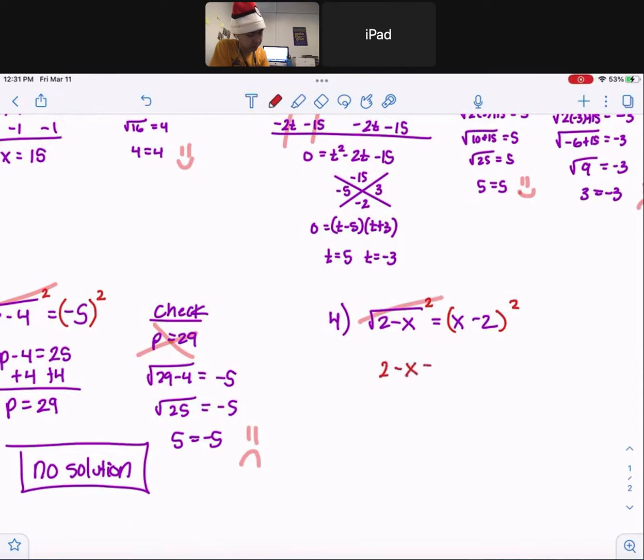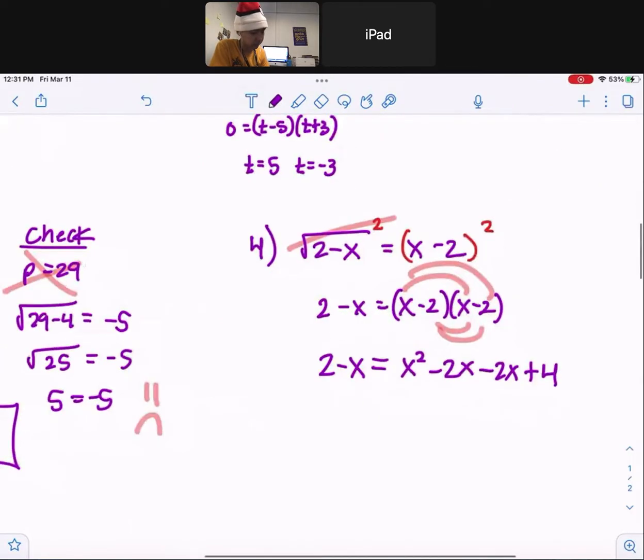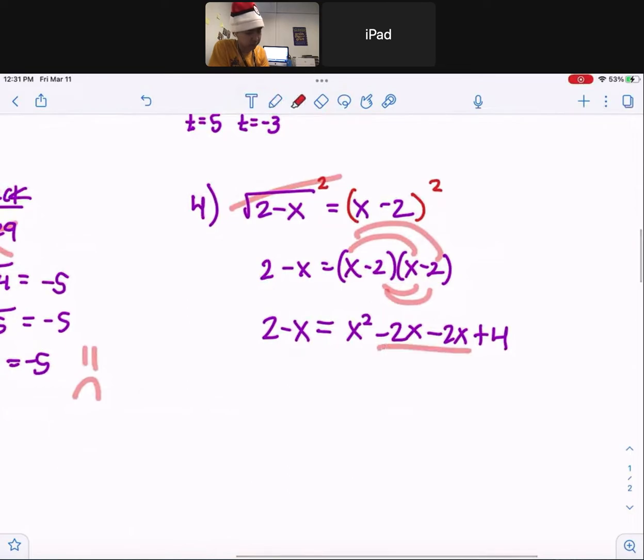So we just have 2 minus x equals, I want this to be in purple. 2 minus x equals, now here you guys, we got x minus 2 times itself, right? So that is going to be a double distribution. 2 minus x equals x squared. x times negative 2 is negative 2x. Negative 2 times x is negative 2x. Negative 2 times negative 2 is positive 4. These combine like terms. 2 minus x equals x squared minus 4x plus 4.